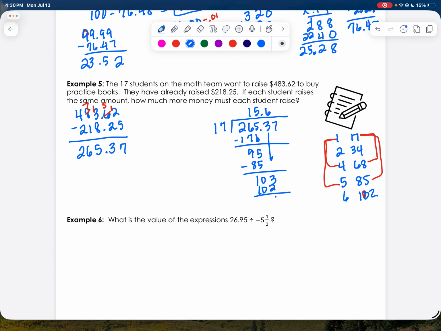Subtract, 103 minus 102 is 1, and bring down. And 17 will go into 17 one time. So each student would need to raise $15.61.